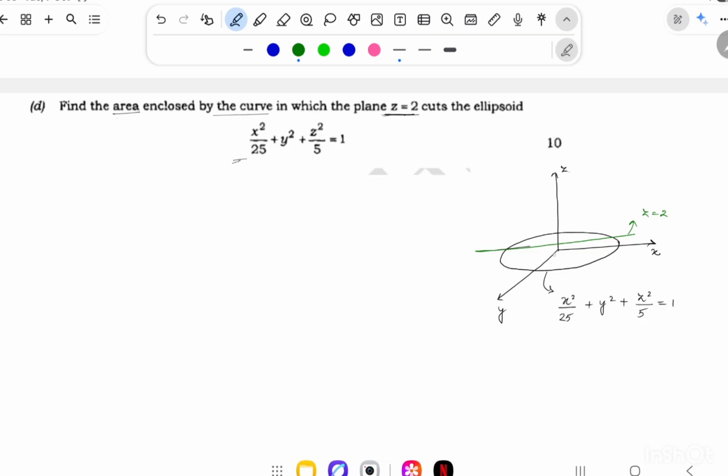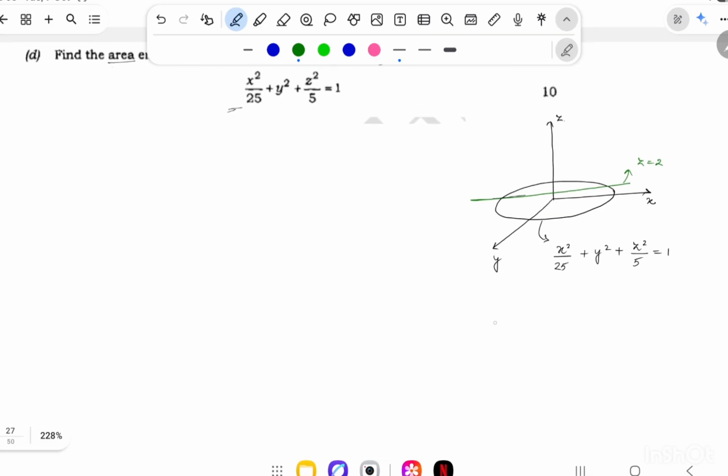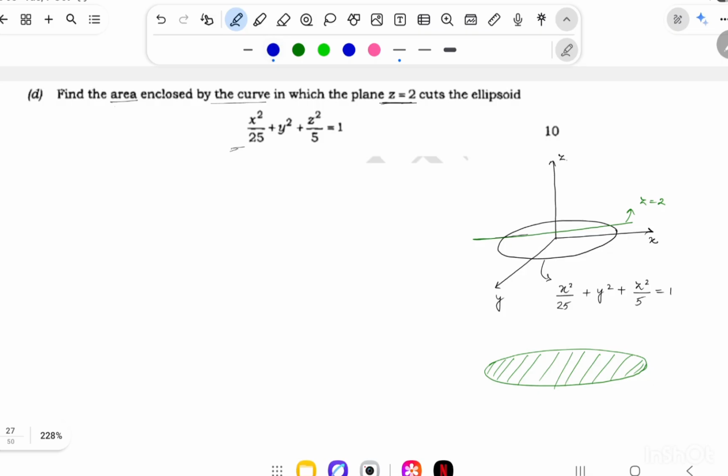So when this plane z equals 2 cuts the ellipsoid, we will basically get an ellipse of this sort, and we are supposed to evaluate the surface area of this ellipse. That's what the question says. So let's do that. When the plane z equals 2 cuts this ellipsoid, z equals 2 must satisfy the equation of the ellipsoid. So from here we'll get the equation of the ellipse whose area we are supposed to evaluate.